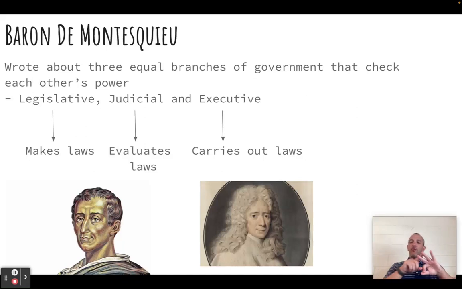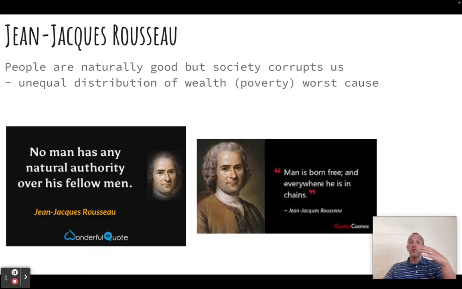So he believes that all three of these branches should be equal in power, and each one should check the other to make sure that none gets too powerful. Remember, the fear is absolute monarchy. We want a democracy. So if each branch checks the other one and each is equal in power, no branch gets powerful enough that they become essentially an absolute monarchy. So that's Montesquieu. Another guy is Rousseau right here.